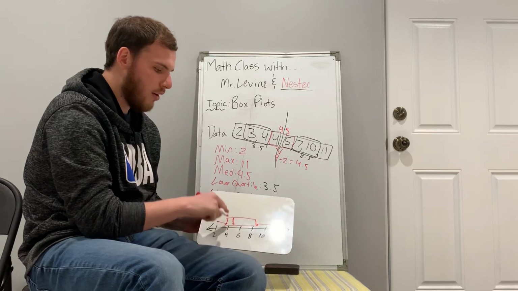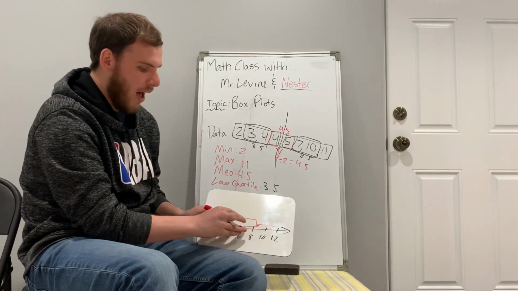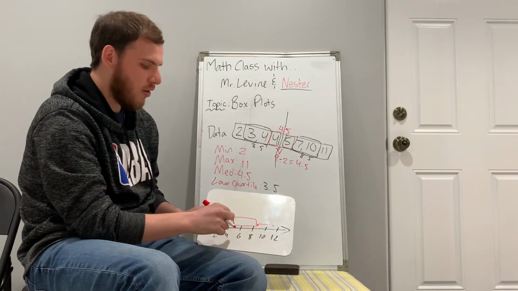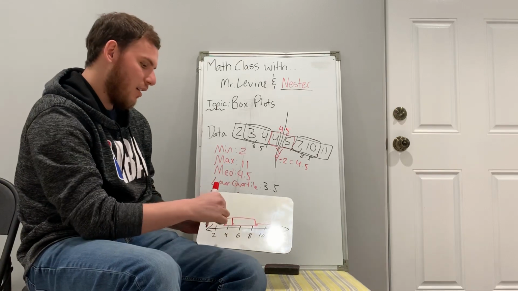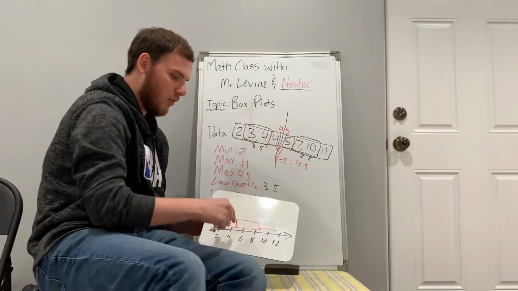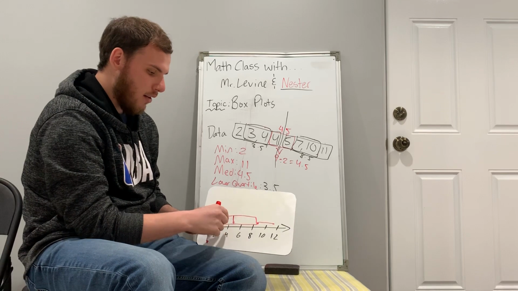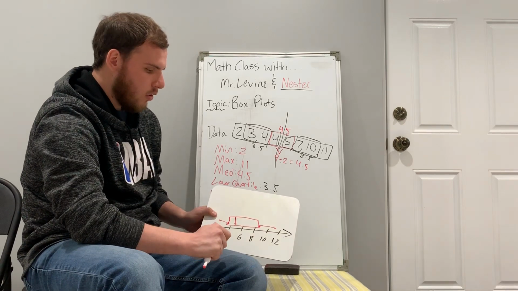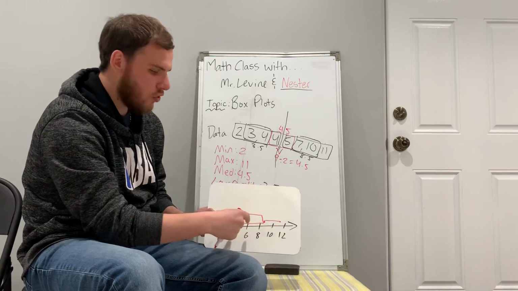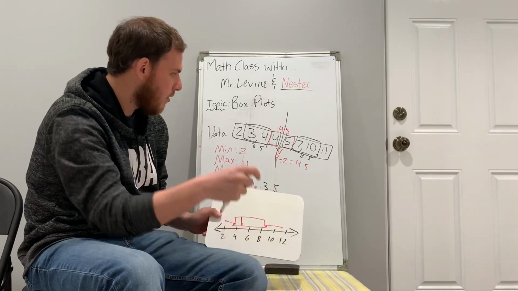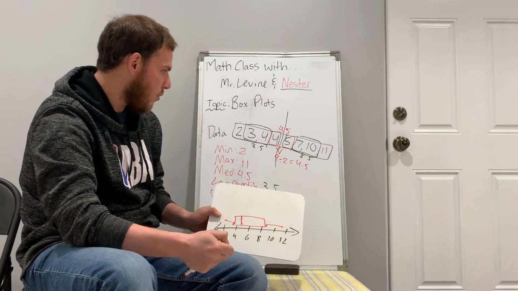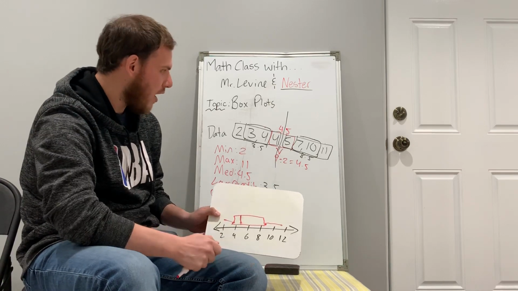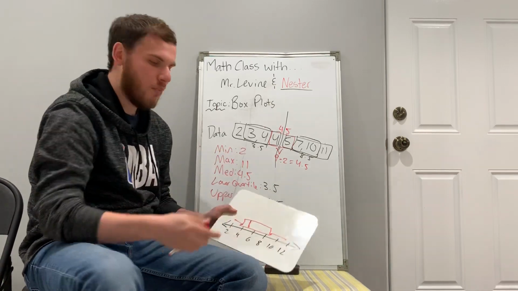So notice for this one that the box is not cut right down the middle because most of our data is on this side of 5. So the box has 3 points here and 2 all the way over there. So a box plot is good for seeing general trends. We see most of our data falls here in between 3.5 and it looks like 8.5. So that's what the box represents.